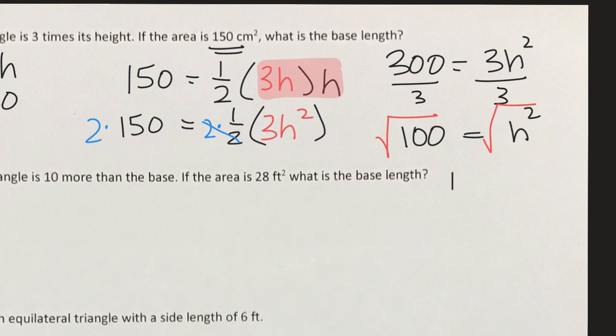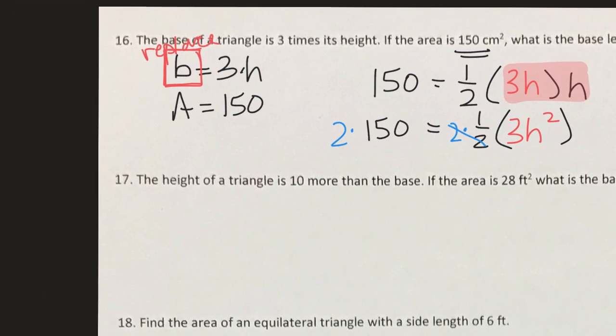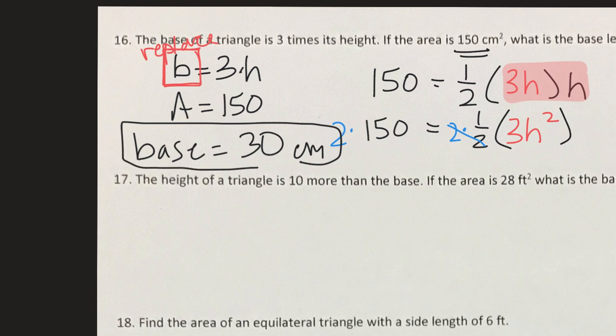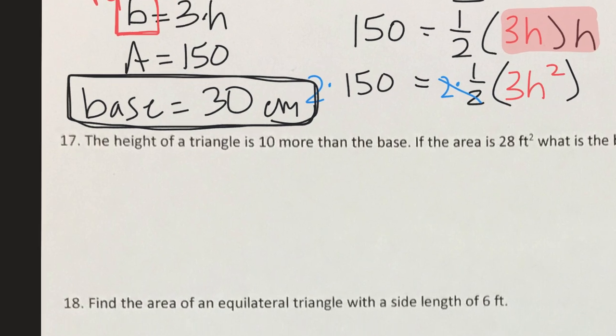Okay, so the height is 10. The height is 10. The base is 30. So then the base, which is 3 times the height, the base of your triangle is going to be 30 centimeters long. The base is 30 centimeters. Okay, so in this case, we solved by taking the square root. We solved by square rooting.